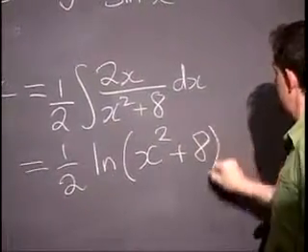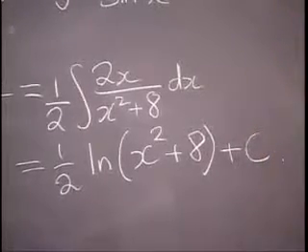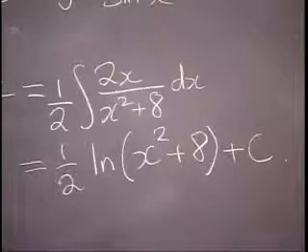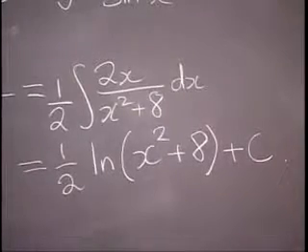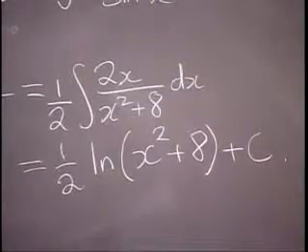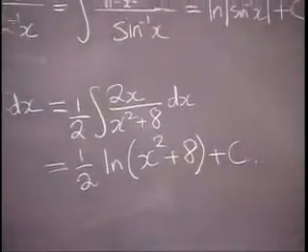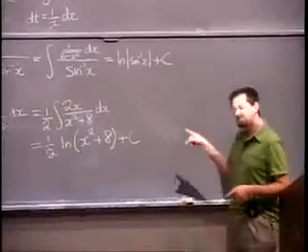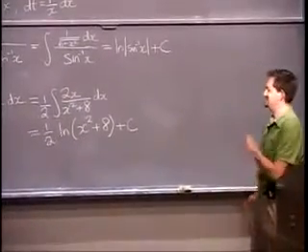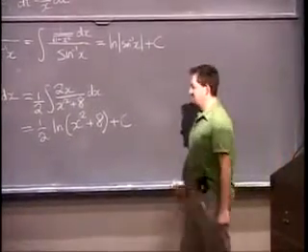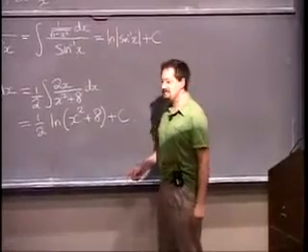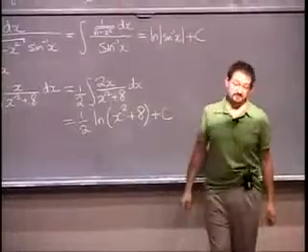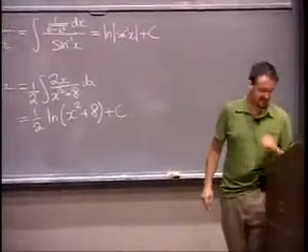Half log of x squared plus 8 plus a constant. Anyone tell me why I left out the absolute value signs? X squared plus 8 is always positive. You don't need the absolute value signs. It's not wrong to put them in, but it's more stylish to leave them out. Just be careful. If you do leave them out, make sure the quantity is always positive. It wouldn't be good in that example. Inverse sine can be negative.